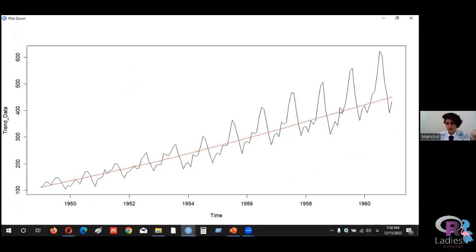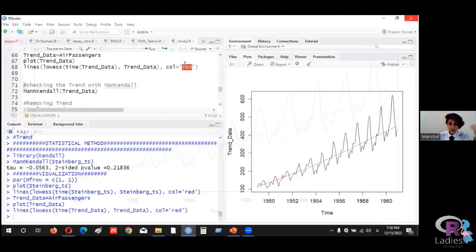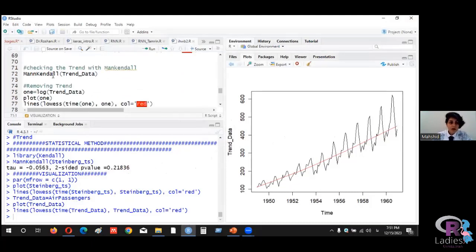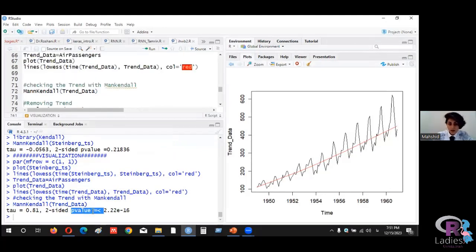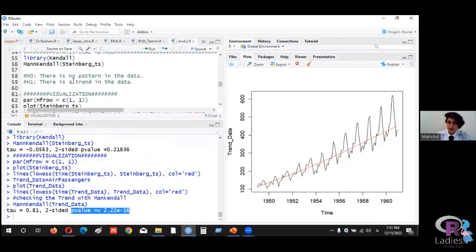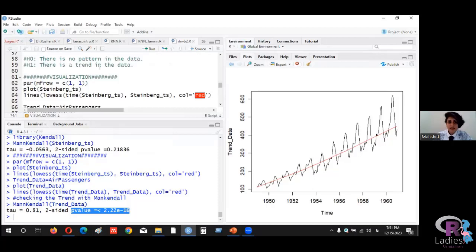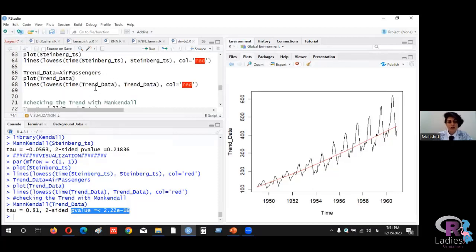It means that this time series has characteristics which have to be removed. And for the second example, also, if I want to use the statistical method Kendall, I've applied the Kendall, and as you see, the p-value is less than 0.05. It means that the null hypothesis is rejected, and there is a trend in the data.